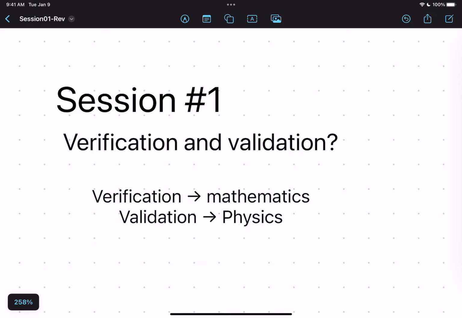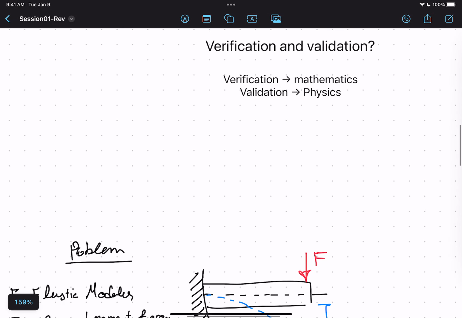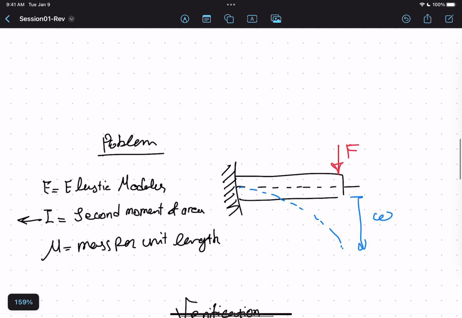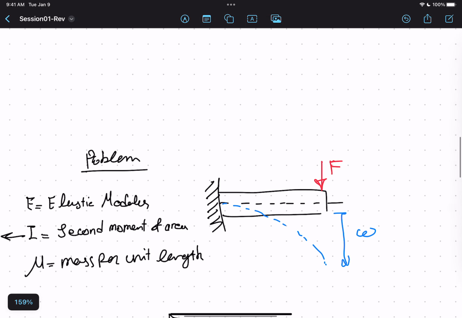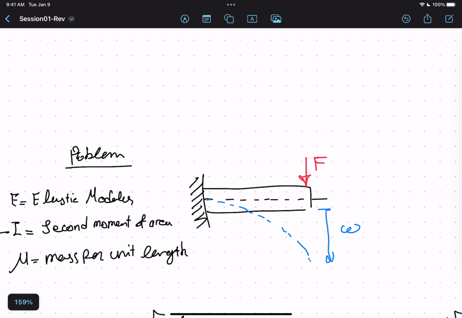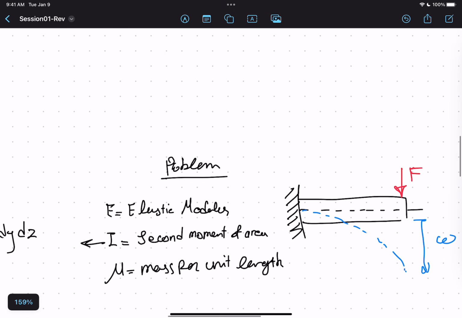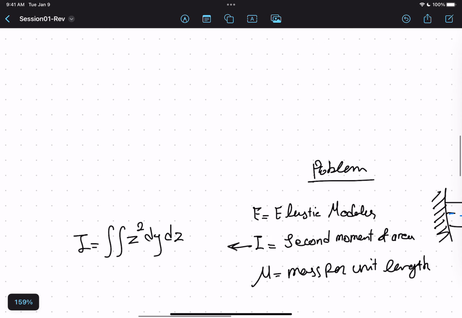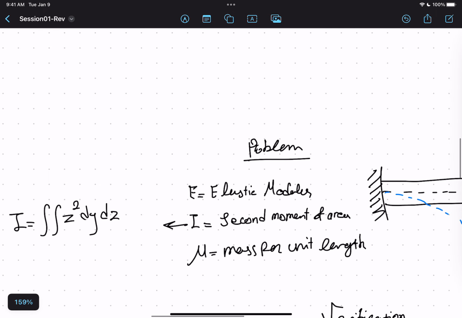So I prepared a very simple example here. Imagine that this is our problem. We have a beam. A force is applied at the tip of the beam with a value of F, the deflection of the beam is W, the Young's modulus of the beam is E, the second moment of the area is I, which is equal to the double integral of z to the power of 2 dy dz, and mu is the mass per unit length.